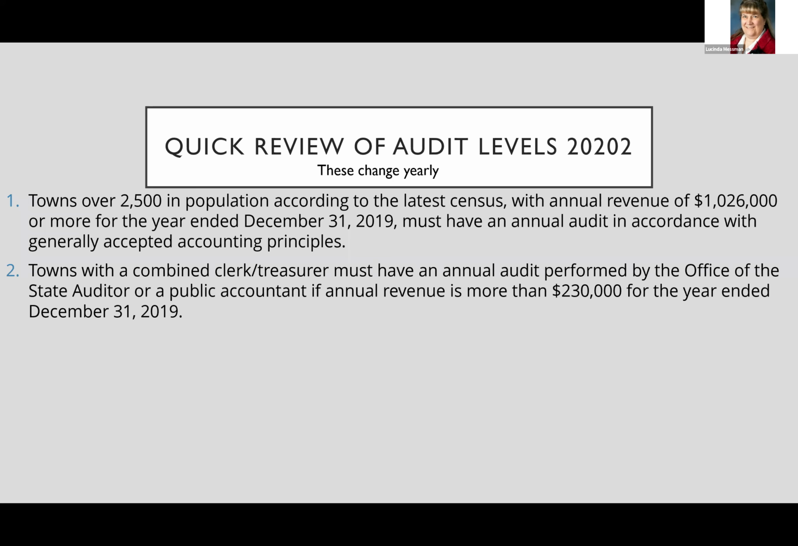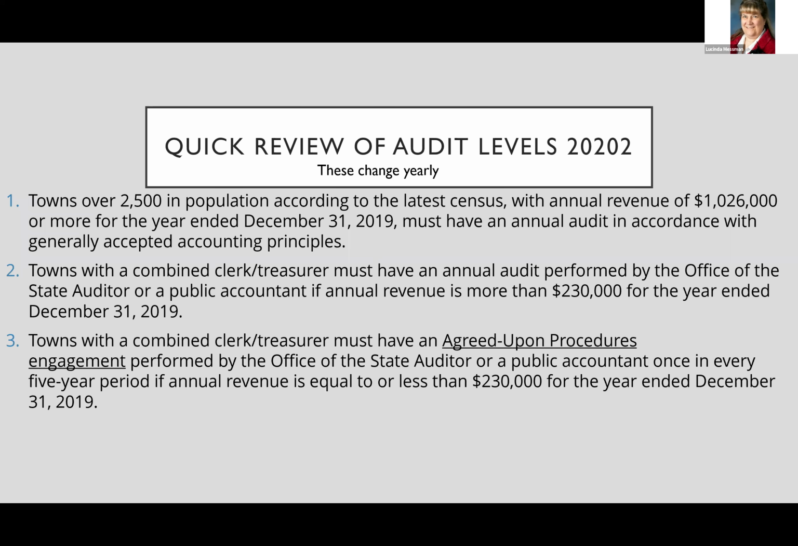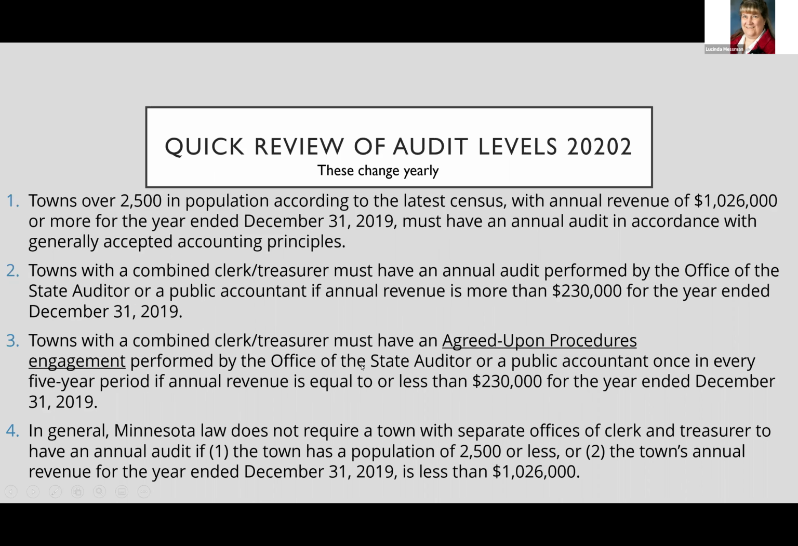If you've got a combined clerk and treasurer, the audit has to be performed every year if your annual revenue is more than $230,000. If you've got a combined clerk treasurer position, every 5 years, you have to have a public accountant go through your record and do an audit. It's called an agreed upon procedures engagement for the 5 years that were less than $230,000.